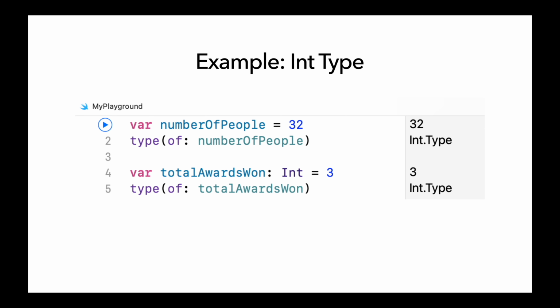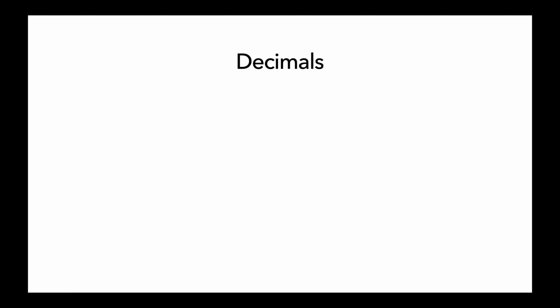Let's see a few examples of how to declare Int type variables. In the first example, we assign integer value 32 to the variable numberOfPeople. Swift compiler infers the type as Int from the value assigned to the variable. In the second example, we use type annotation to explicitly tell that the variable totalHoursOwned should be Int.